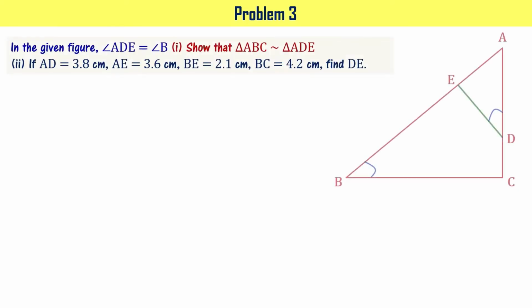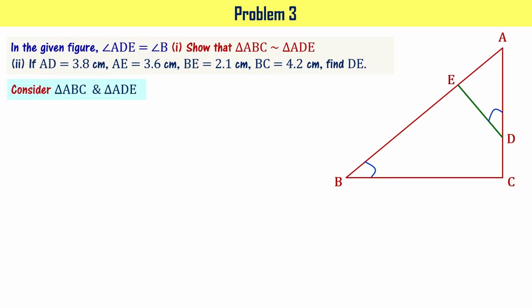Let's take a look at another problem, that is problem number 3. In the given figure, angle ADE is equal to angle B. Show that triangle ABC is similar to triangle ADE. The other part is given, that is if AD equal to 3.8 centimeters, AE equal to 3.6 centimeters, BE equal to 2.1 centimeters, BC equal to 4.2 centimeters, then find DE.